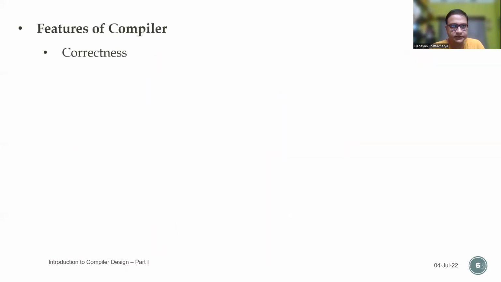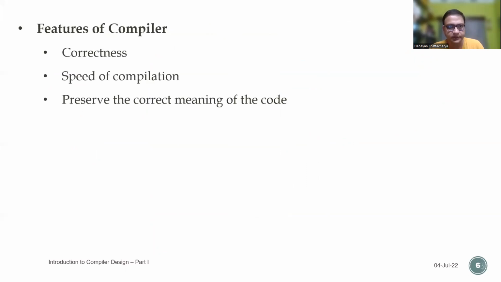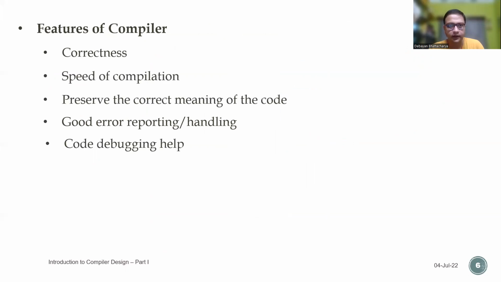So next, what are the features of a compiler? Obviously, correctness, speed of compilation, preserving the correct meaning of the code, good error reporting or handling, and the last one is code debugging help. So these are the set of important features of any compiler.